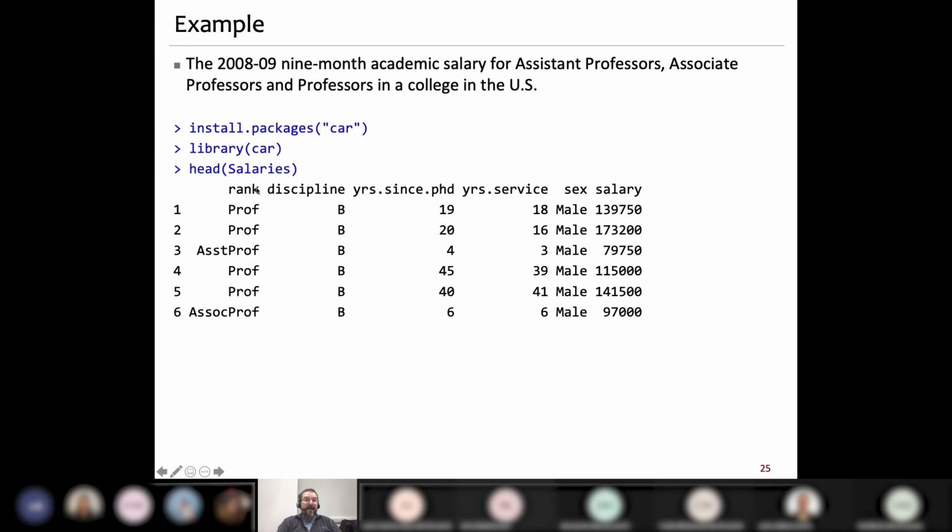The data contains the rank: professor, assistant, and associate professor; a discipline. There are only two groups here, A and B. A is for theoretical departments, B is for applied departments. Then years since PhD, years of service, sex, male or female, and a salary in dollars.